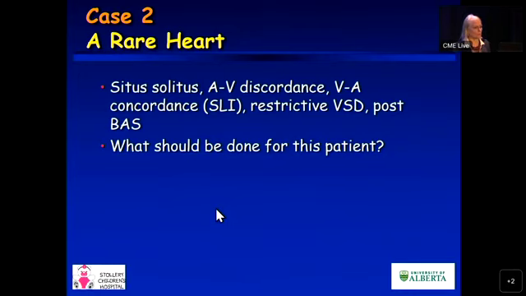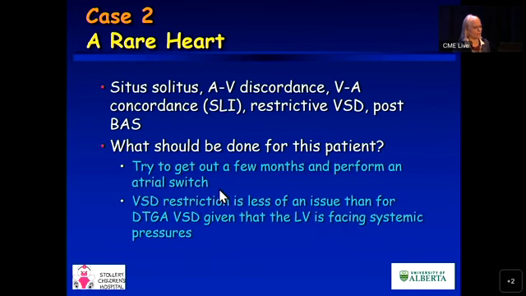So what should we do? What should be done? We consider this as L ventricular looping and inverted great vessels. We did the balloon atrial septostomy. We were a little bit worried that the VSD was restrictive, but we sat it out for a little bit. So we tried to get a few months and perform an atrial switch.